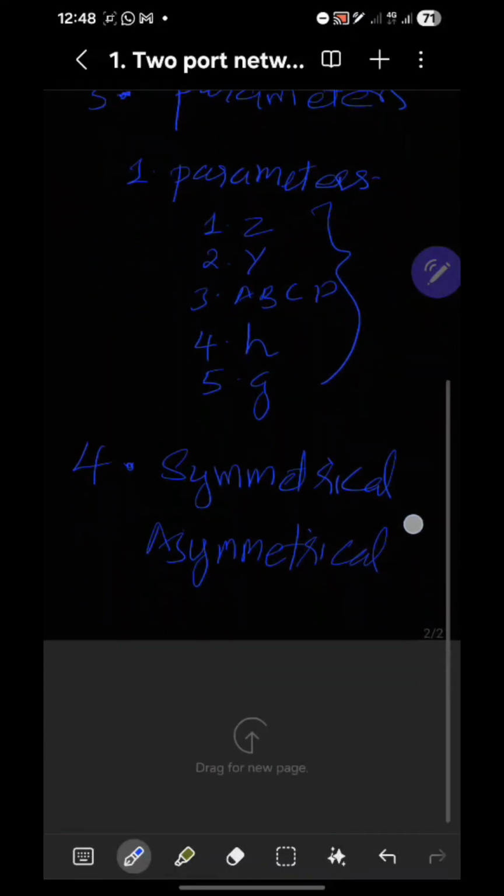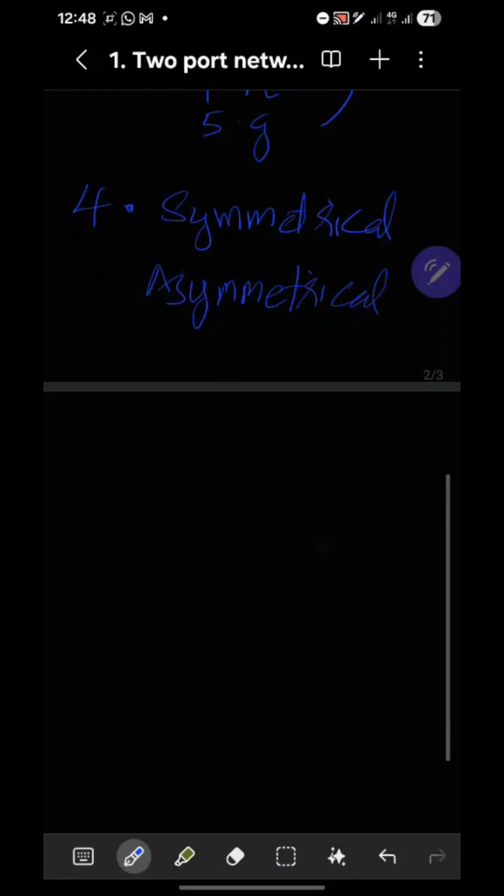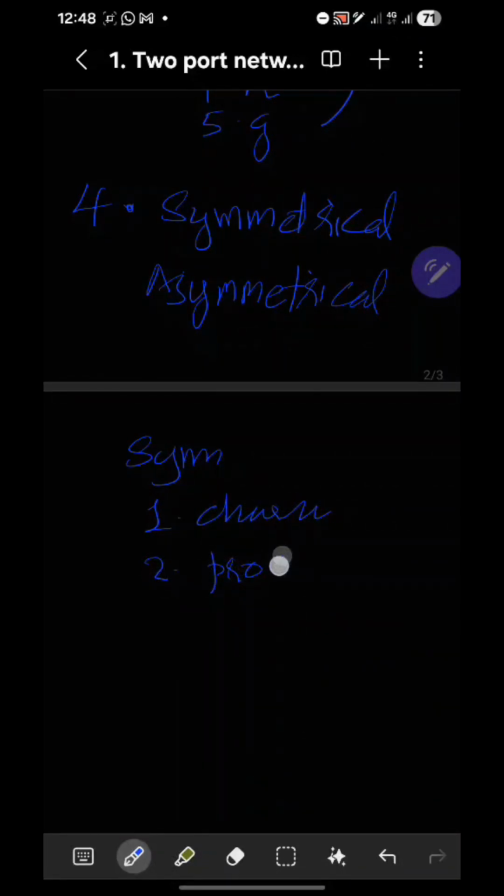When we are discussing symmetric and asymmetric networks, there are some properties of a symmetric network and of asymmetric networks. For a symmetric network, we have the properties: one is characteristic impedance, second one is propagation constant. These are the two very important properties of a symmetrical network. To analyze a symmetrical network, these two properties are very important.